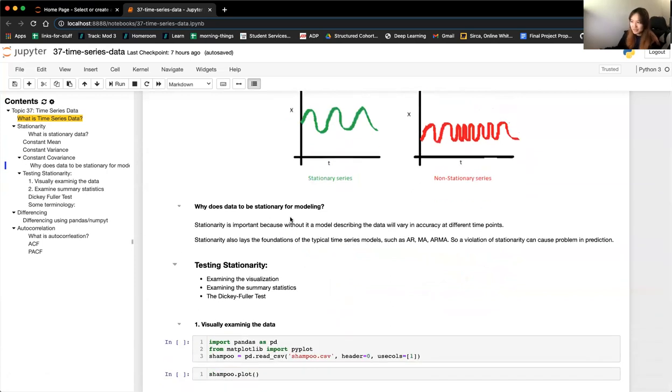All right, so why does data need to be stationary for modeling? Well, it's important because without it, a model that is describing the data will vary in accuracy at different time points. Exactly what I was saying earlier. You lose predictive power if you don't account for changing variances.